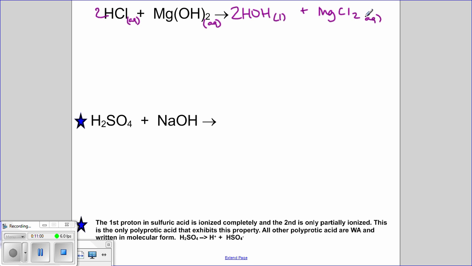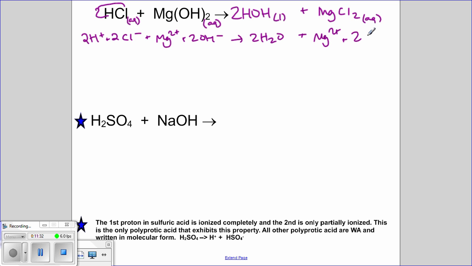And we all know that this magnesium chloride is also aqueous because halides are soluble. Water is liquid here, though. We do not break apart water. Let's go ahead and do that with the whole problem. You'll see why. There's 2 H's here, so it's 2H plus. That 2 also means there's 2 chlorines, plus 2 chloride ions, plus Mg 2 plus, 2 OH minus yields 2 waters. I'm going to write H2O for your benefit there. And an Mg 2 plus and 2 chloride ions because of the subscript 2.